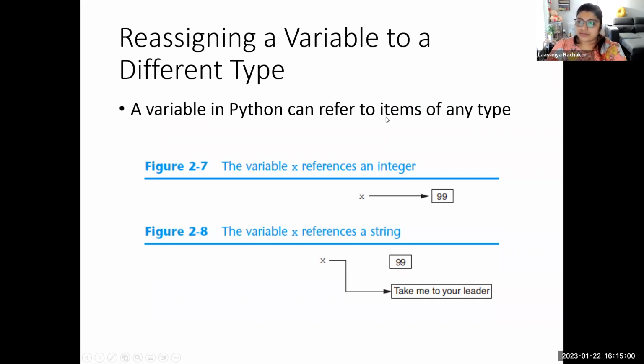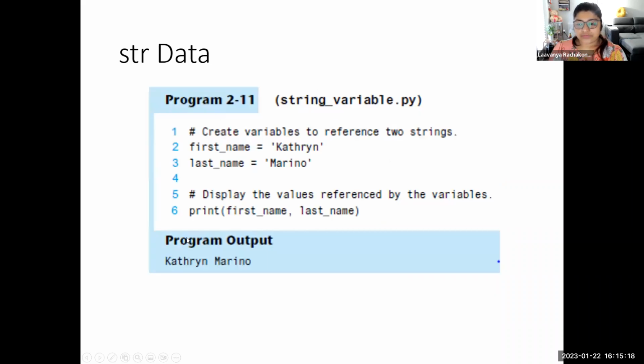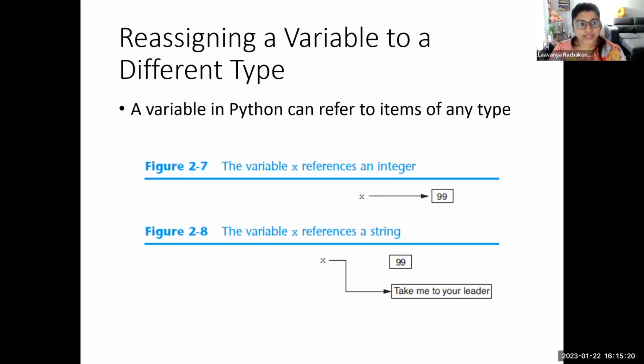Now is reassigning a variable to a different data type. So as from the previous example, you have seen a floating point number that was assigned to dollars, and next a different floating point number is referenced to dollars. We can also refer the same variable to any type of data.